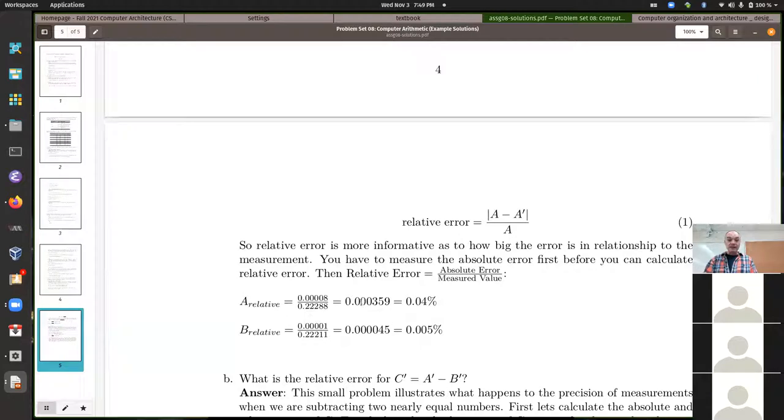And this is a ratio. If you convert this to percentages, you have to multiply by 100. So that's about 0.03, much less than 1%, for example, 0.04%. But B's relative error is actually one order of magnitude even smaller than that. It was only about 0.005, 0.0045%.